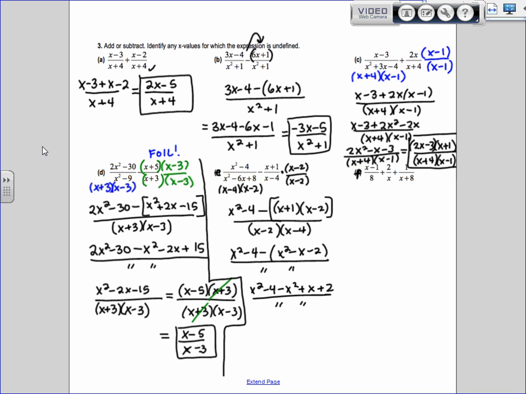So I have x squared minus x squared. That goes away. So I'm going to have an x. And then I have negative 4 plus 2. Negative 4 plus 2 is negative 2, or minus 2. All over (x minus 2)(x minus 4). Okay, this is another one where it reduces out.